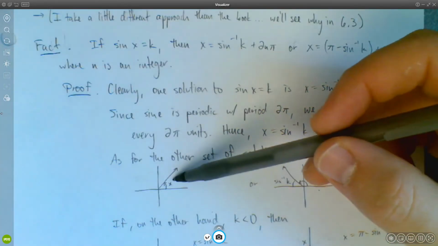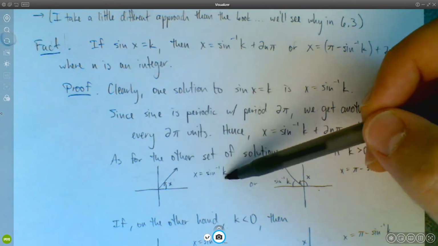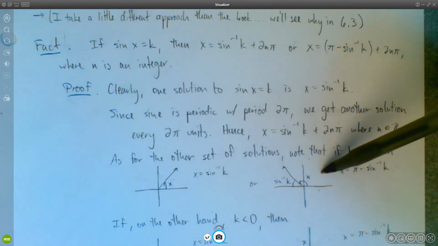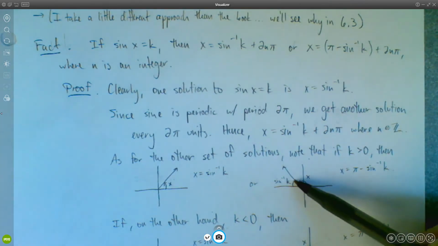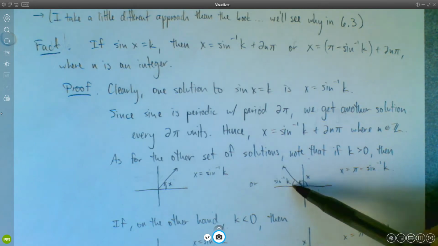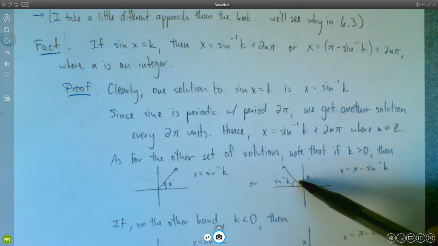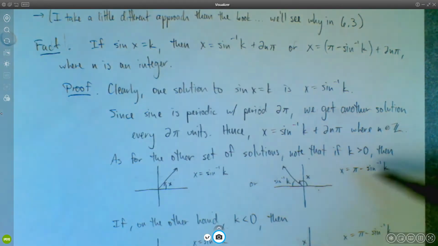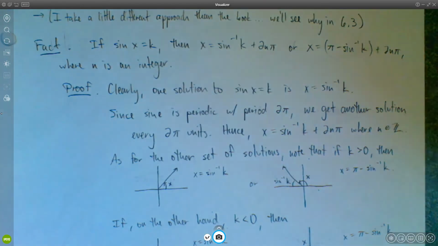If x is in quadrant 1, then x is just sine inverse of k. But if x is in quadrant 2, then sine inverse of k would actually be this reference angle right here, because sine inverse of a positive k is always going to return a value in quadrant 1. So it's going to be this acute angle right here, which means x is actually pi minus sine inverse of k. This portion of the angle is going to be the entire straight angle pi minus this portion of the angle, so pi minus sine inverse of k. That's if k is positive.